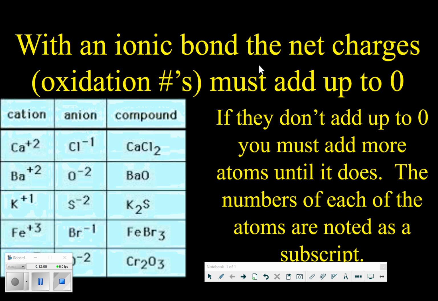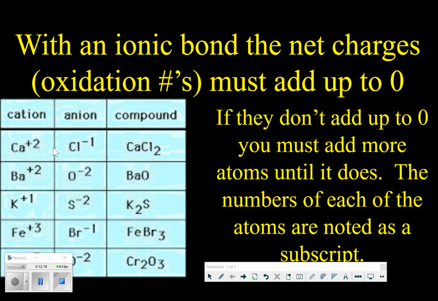With an ionic bond, the net charges must add up to 0. If they don't add up to 0, you must add more atoms until it does. The numbers of each of the atoms are noted as a subscript.